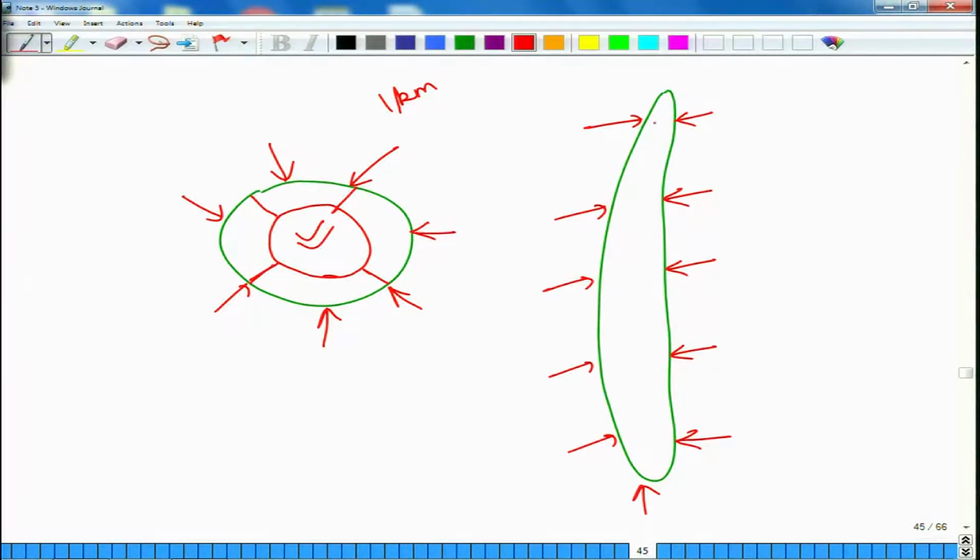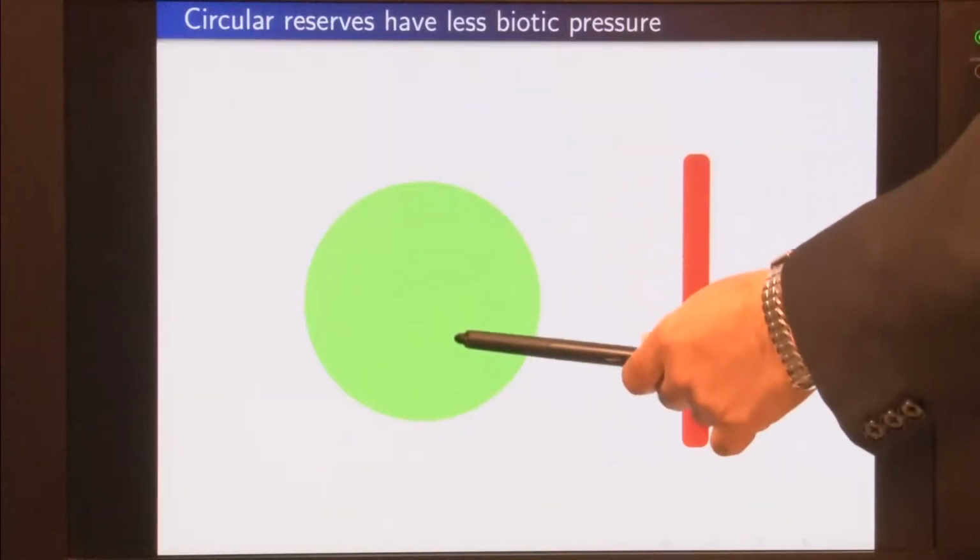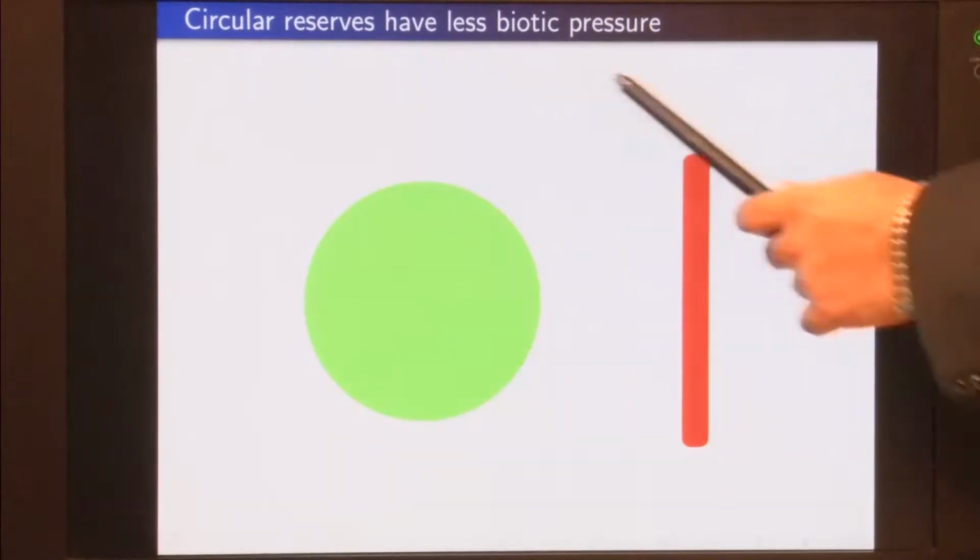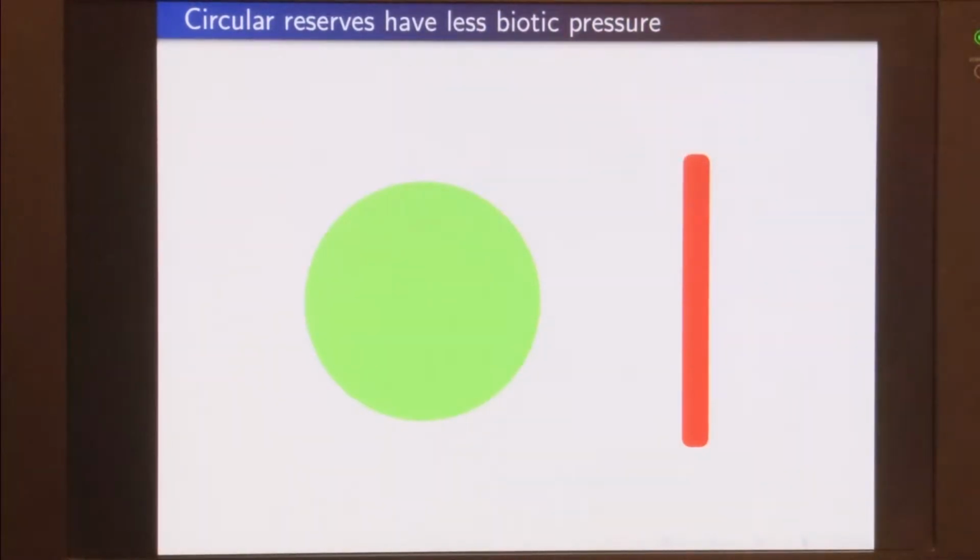In this reserve, if we say 1 kilometer here and 1 kilometer here, then essentially we have lost all the area. All the area is gone now, because 1 kilometer here and 1 kilometer here would mean that people have eaten away into the whole of the reserve. So, when we say that a circular reserve is better, it is because it effectively has less biotic pressure from human beings and cattle.